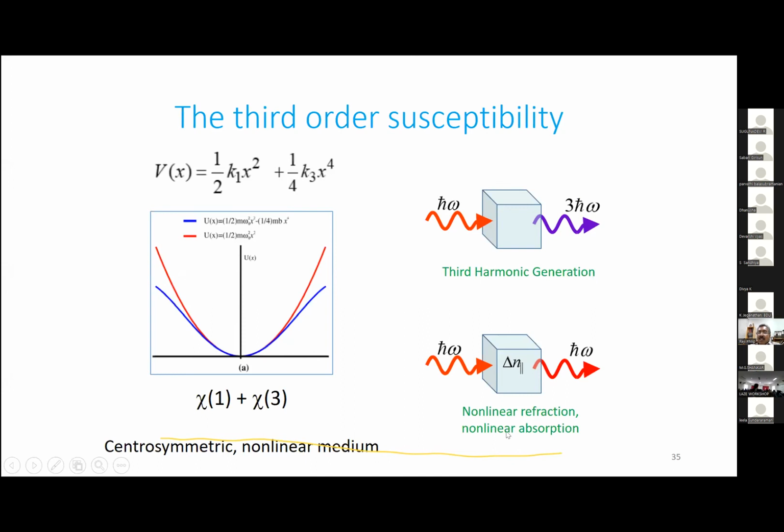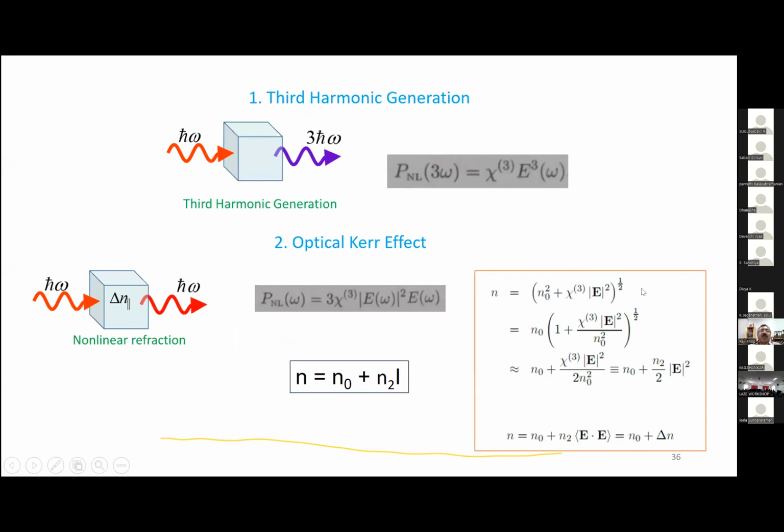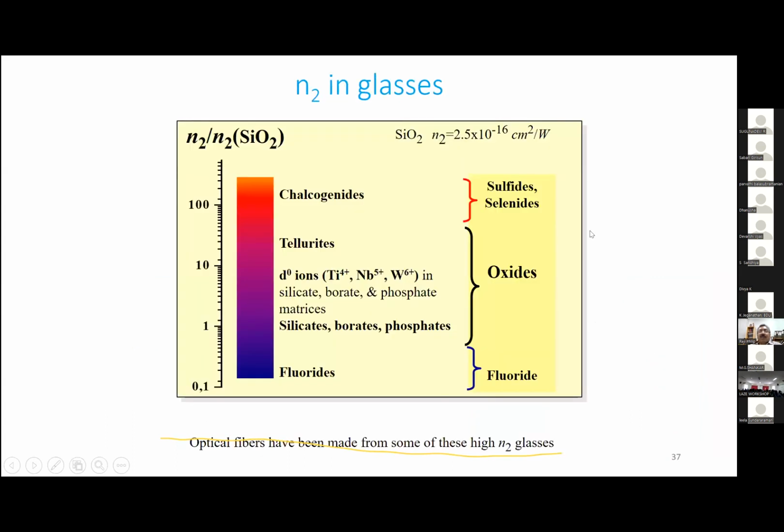So third harmonic generation, nonlinear refraction, nonlinear absorption. These are some of the outcomes of the third order nonlinearity. So in third harmonic generation, h cross omega becomes 3 times h cross omega. We have the expression here. And in optical Kerr effect, what happens is the refractive index changes as a function of the intensity. So the expression for this is n equals n0 plus n2 I. This is the way you actually calculate it, not going into the details because of time constraints.